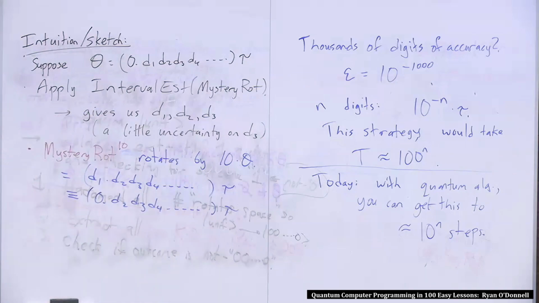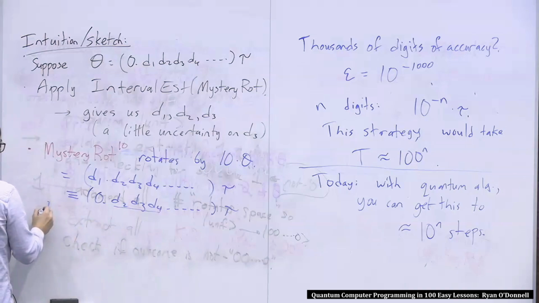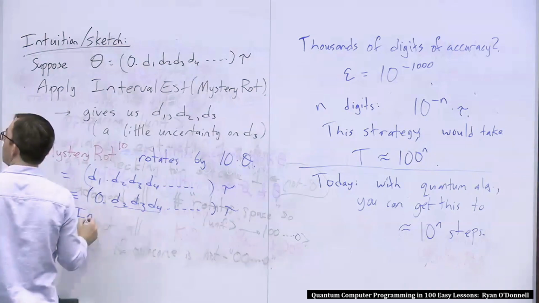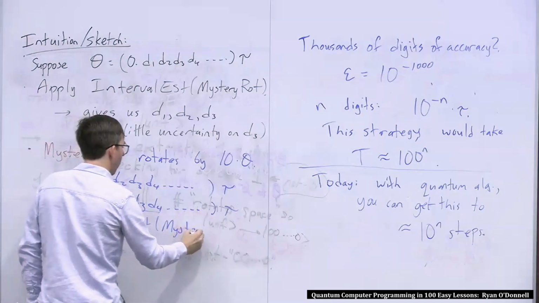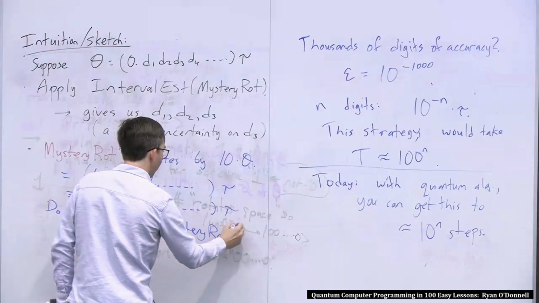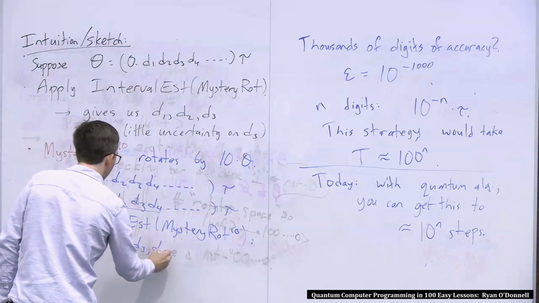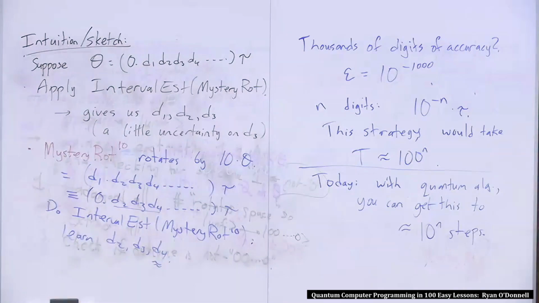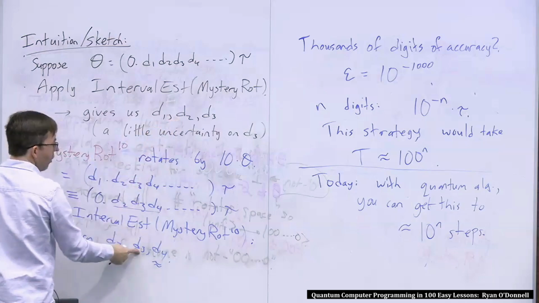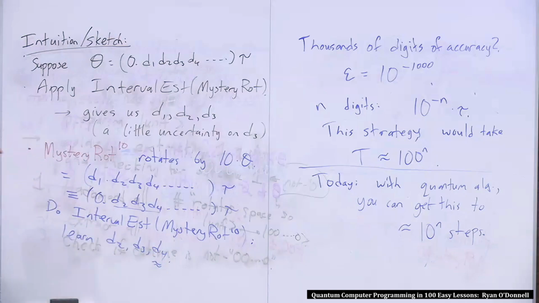So then we're like, oh, great. Now we'll do interval estimate on this thing, and we'll learn these 3 digits. Okay, so we'll do interval estimate on mystery rot 10. And we'll learn d2, d3, and d4. Maybe there'll be like a little uncertainty on d4. And actually, we kind of already knew d2. d3, we were a little bit uncertain about, but this will firm up our certainty. And now we pretty much know d4, a little bit of uncertainty. We're like, oh, we kind of got 4 digits now.